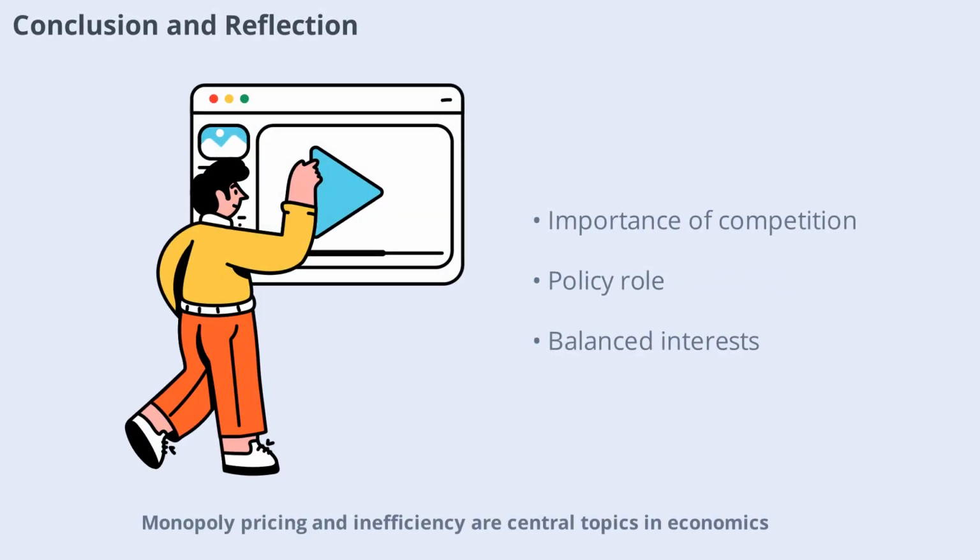Monopoly pricing and inefficiency are central topics in economics, shaping how we think about markets and regulation. By comparing monopolies to competitive markets, we see the importance of competition for promoting efficiency and consumer welfare. As economies evolve, ongoing attention to market structure and policy will remain crucial for balancing the interests of consumers, producers, and society as a whole.